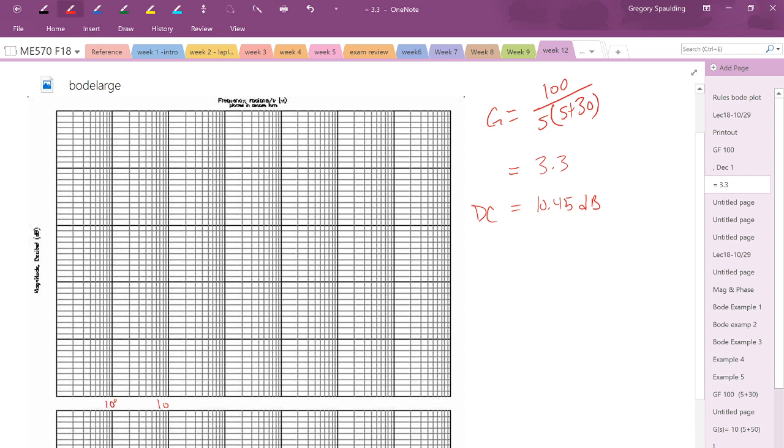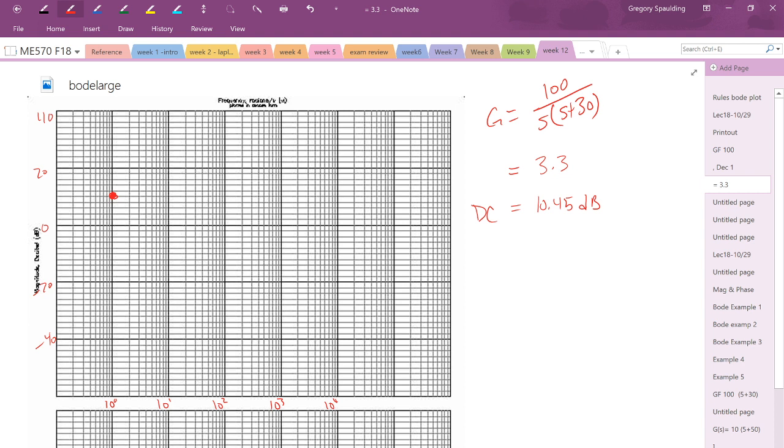Okay, and so we're going to start off looking very similar to what we did before. 10 to the 0, 10 to the 1, 10 to the 2, 10 to the 3, 10 to the 4, and let's go at 0, 20, 40, minus 20, minus 40, and we're going to plot this first point right in here at 10.45 at omega equal 1. All right, so we started off exactly the same.